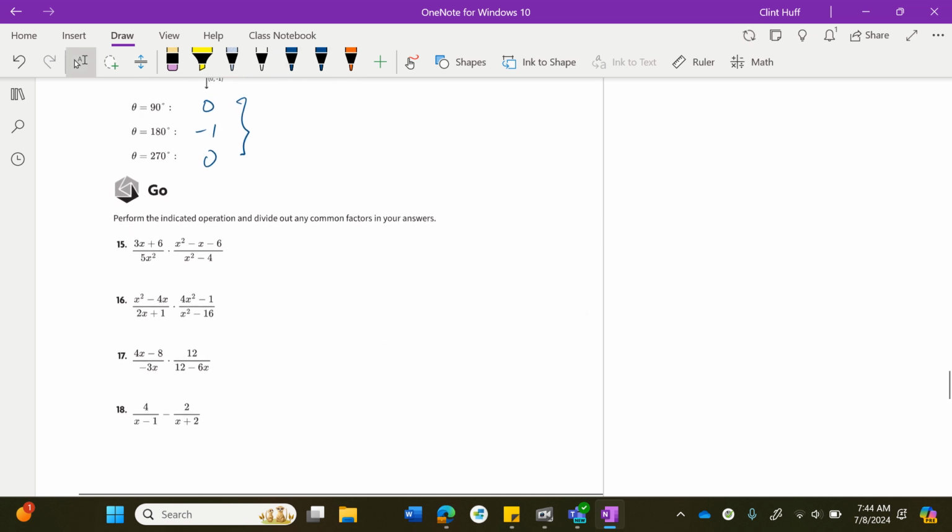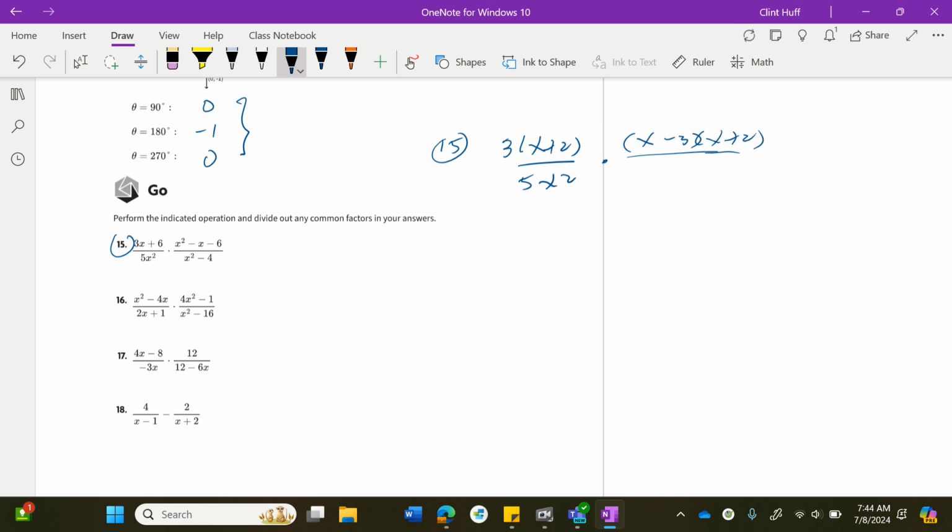Now I guess we're going to do some algebra here. So on number 15, this is the multiplication problem. I would start by taking the numerator, and I'll work up here, and factor out a common factor of 3, and have a 5x squared down here. And then in my next numerator, I think we're going to have an x minus 3 with an x plus 2. It gives you the negative 6 and negative 1.